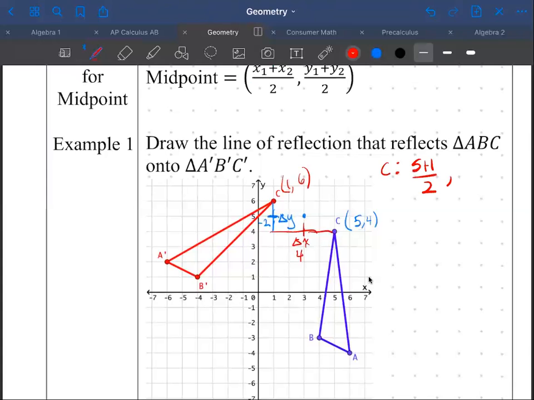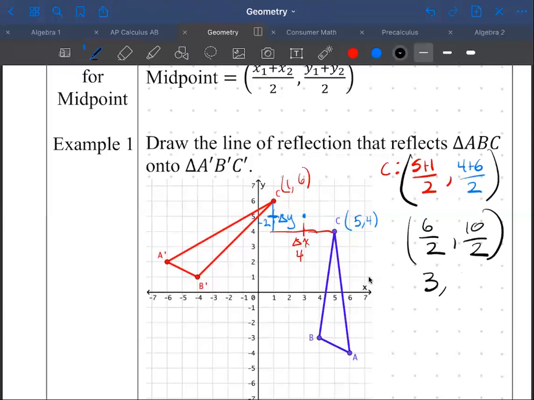And then I'm going to do the y coordinates. The y coordinates are 4 and 6. I'm just adding those two together and dividing by 2. So 4 plus 6 divided by 2. And that's the answer. So 5 plus 1 is 6 over 2, comma, 10 over 2, which is 3, 5. And if you check out this point right here, it does indeed have the coordinates 3, 5.